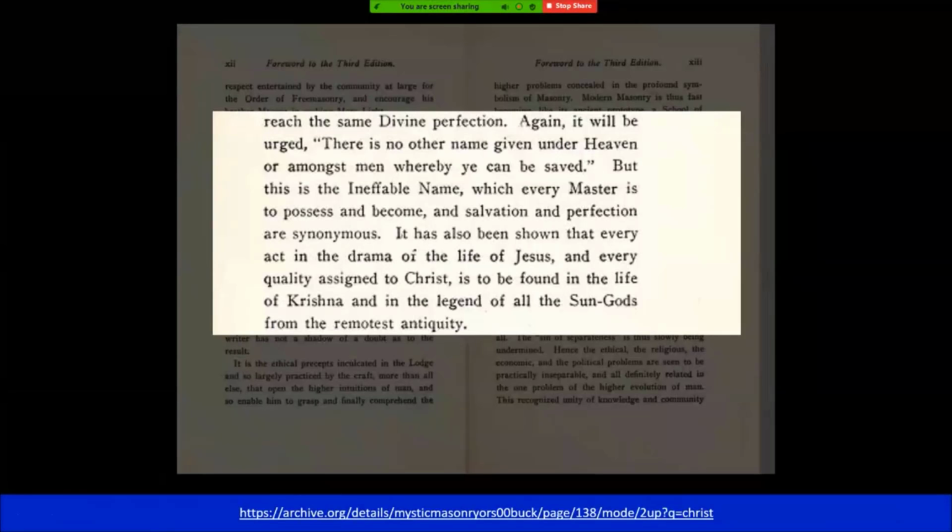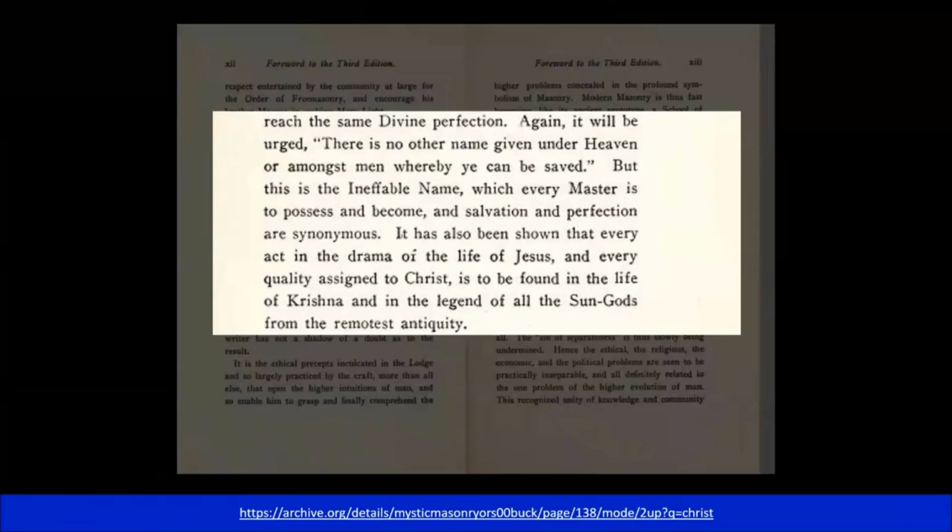And then here again, we see this in mystic masonry. Again, it will be urged there is no other name given under heaven or amongst men whereby they can be saved. But this is the ineffable name which every master is to possess, and the salvation and perfection are synonymous. Now here's the important part.